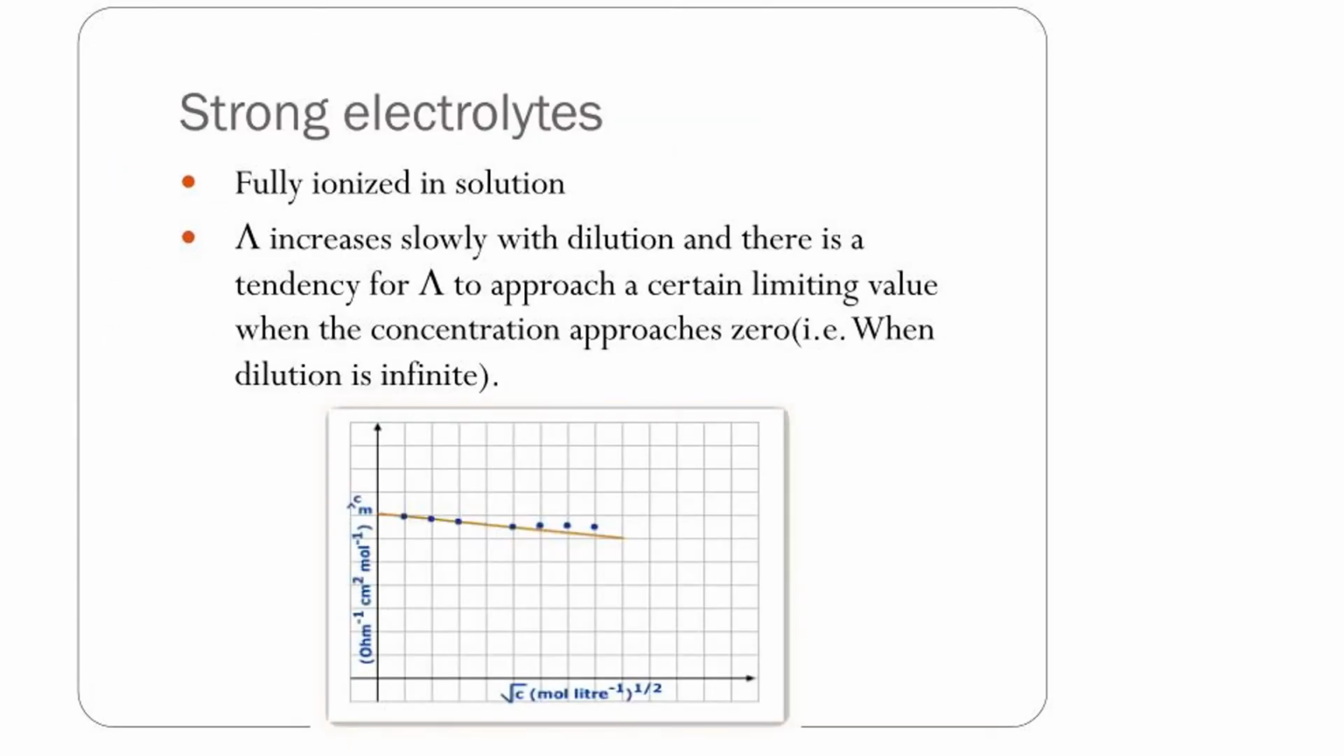In the case of strong electrolytes, which are fully ionized, if we increase the dilution, or decrease the concentration, the conductance increases, and it approaches a particular value as the concentration approaches zero.